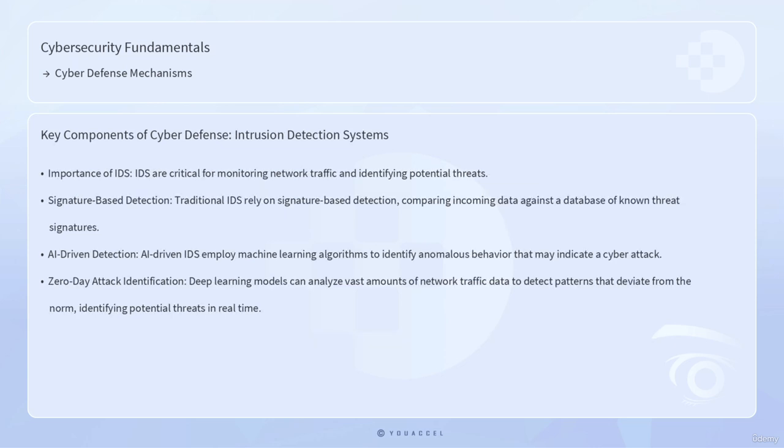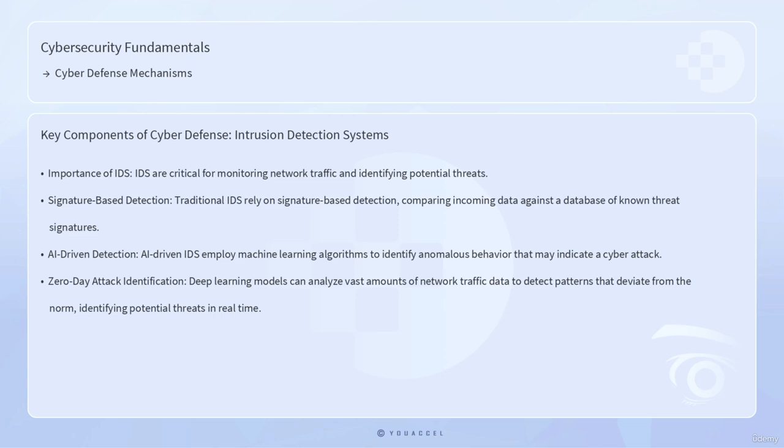One of the primary components of cyber defense is intrusion detection systems. IDS are critical for monitoring network traffic and identifying potential threats. Traditional IDS rely on signature-based detection, which compares incoming data against a database of known threat signatures. However, this approach has limitations, particularly when dealing with zero-day attacks, which exploit previously unknown vulnerabilities.